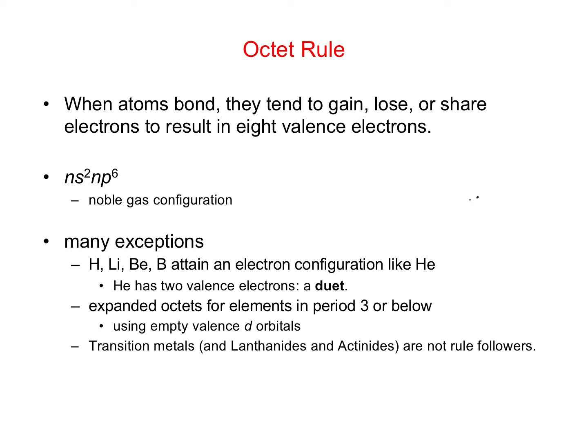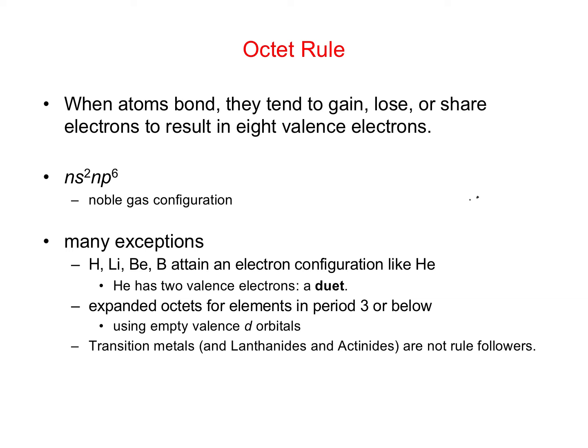Alright, so the next thing I want to talk about is the Octet Rule. This is something that we've alluded to a number of times over the course of last semester, but here we're going to introduce it a little bit more formally. At least for main group elements, so things in the s and the p block, when they bond, they tend to gain, lose, or share electrons to result in 8 valence electrons. That's where the octet comes from, 8, octet.